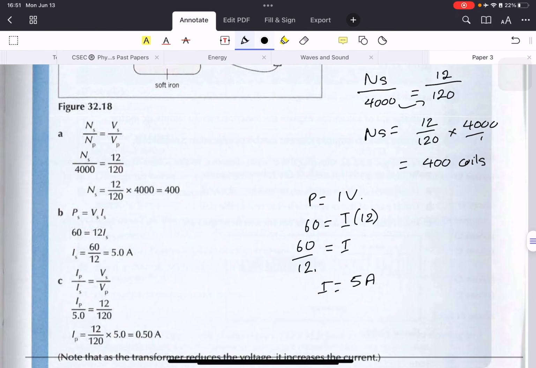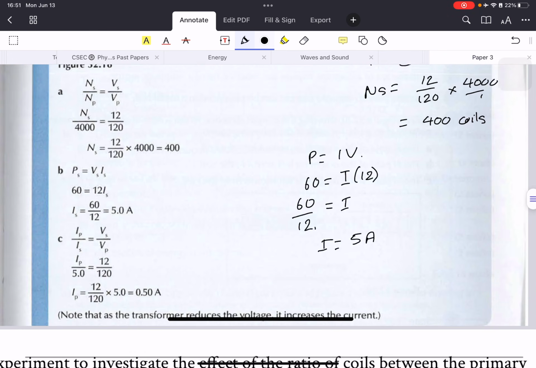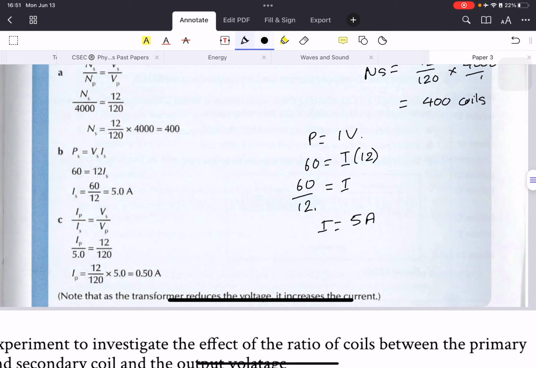Well, this is where the next part of the transformer equation comes in. Remember, we have the IP over IS in the end, right? So we could use IP over IS is equal to VS over VP.